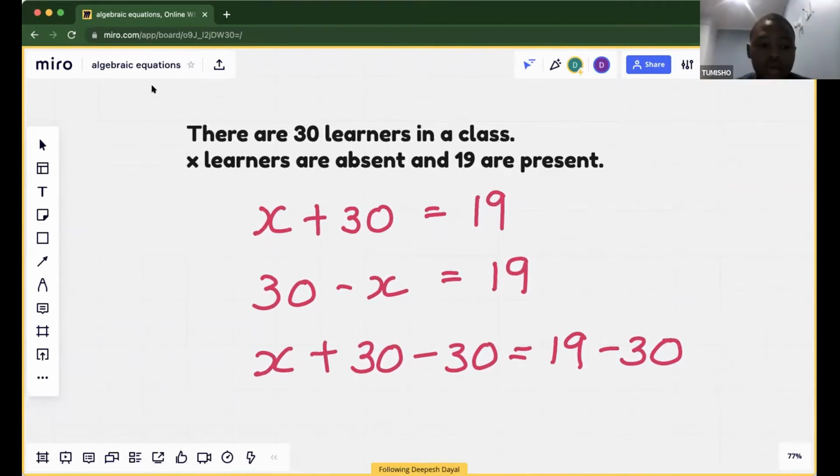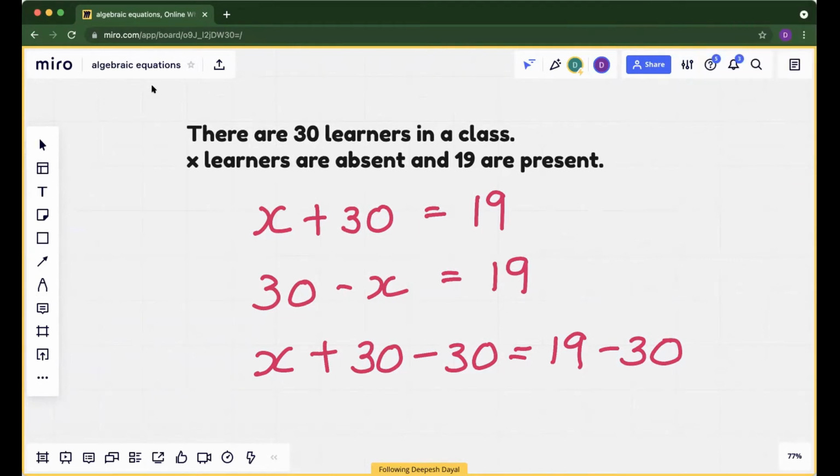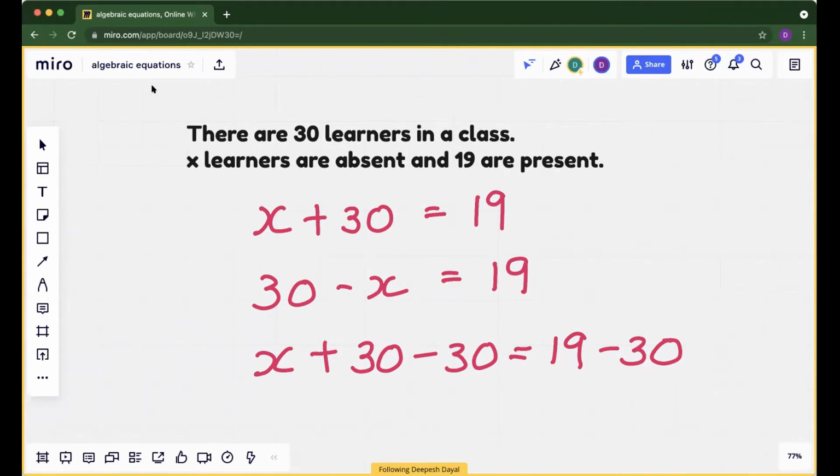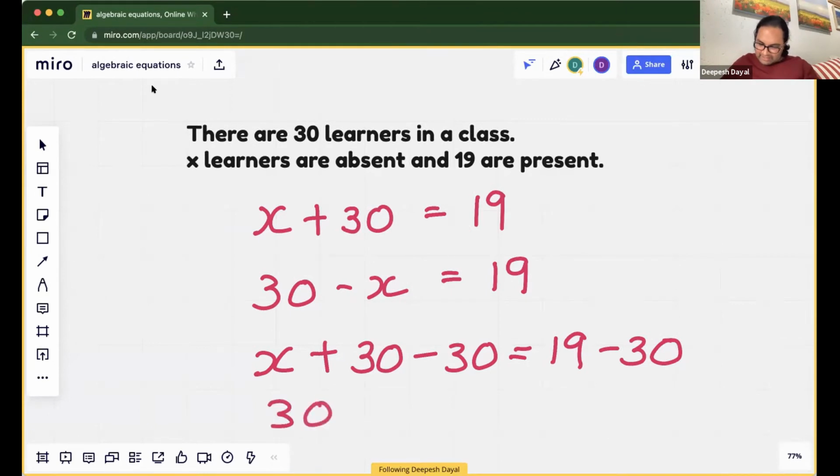So 30 minus 19 equals 11. And where did the X go? There has to be an X in there. 30 minus 19 equals X. Okay, 30 minus 19 equals X. Okay, right.